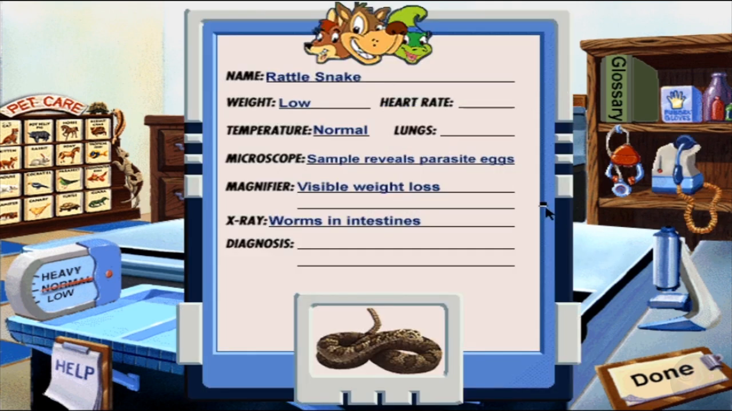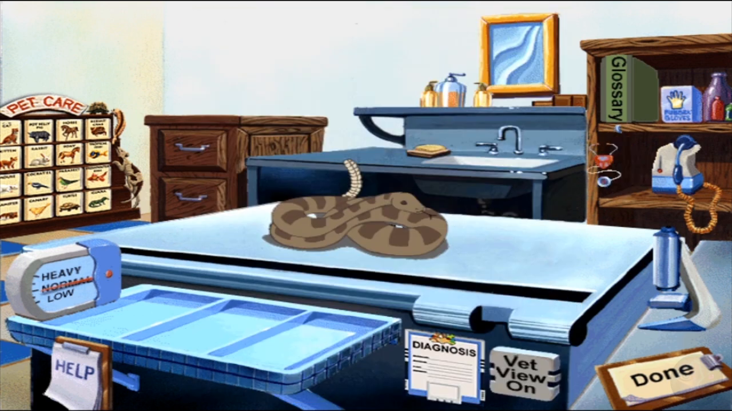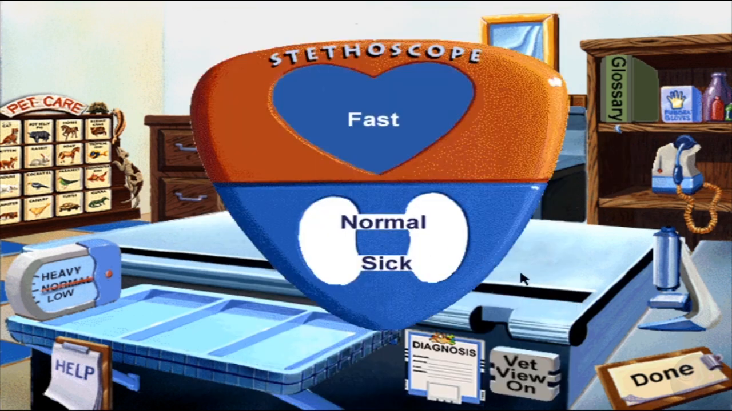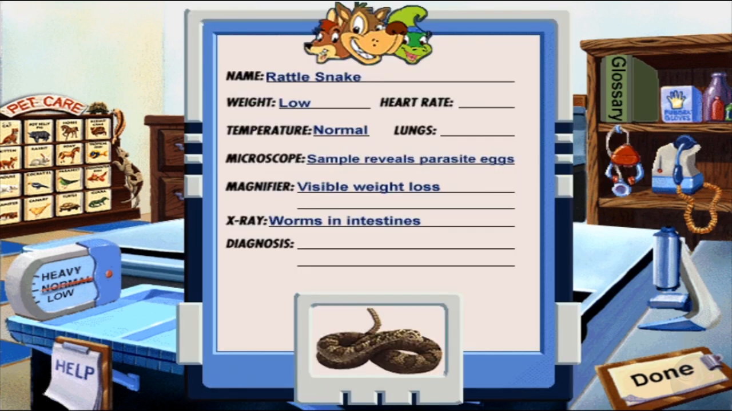This animal's temperature is normal. The animal's heart rate is fast. This animal's lungs sound normal. The rattlesnake's weight is low, but its temperature is normal. The heart rate is fast, but the lung reading is normal. The microscope reveals parasite eggs in the stool sample, and the magnifying glass shows visible weight loss.